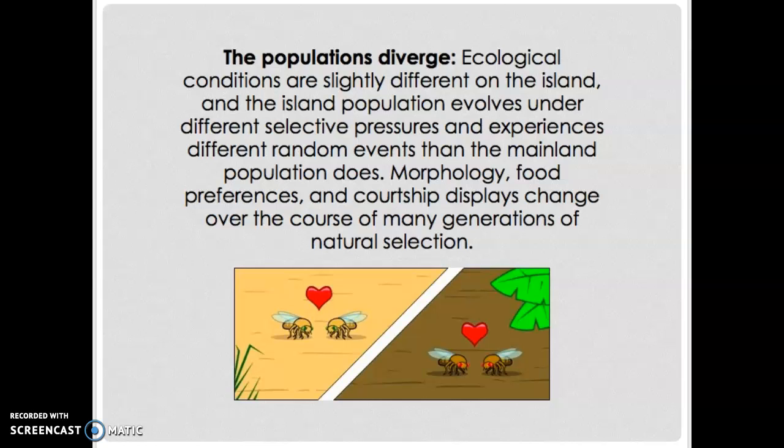Because ecological conditions are different on the island, the island population evolves under different selective pressures and experiences different random events than the mainland population. Their morphology, food preferences, and courtship displays change over the course of many generations of natural selection. So what does that mean? It means that random mutations would occur on the island. Let's say one fly is born with this different coloring. Notice that they're lighter now, and blended into the sand.